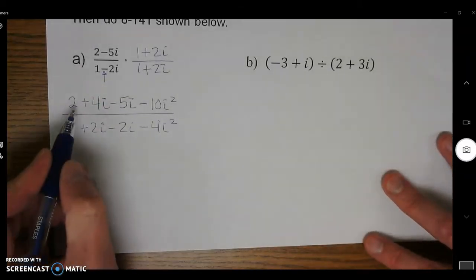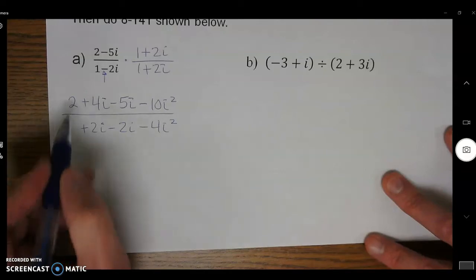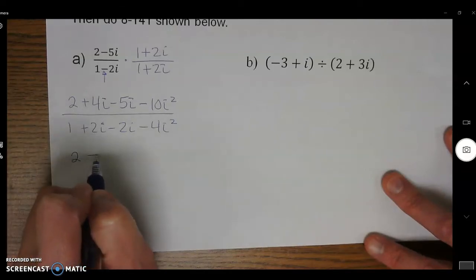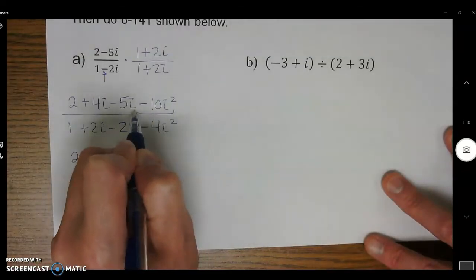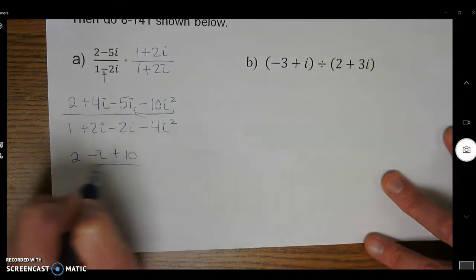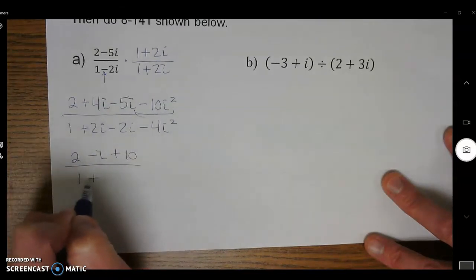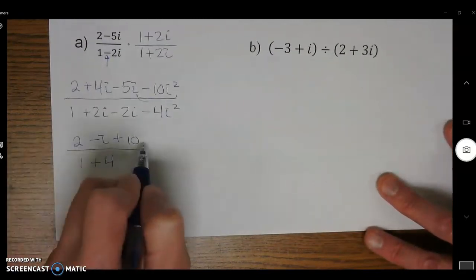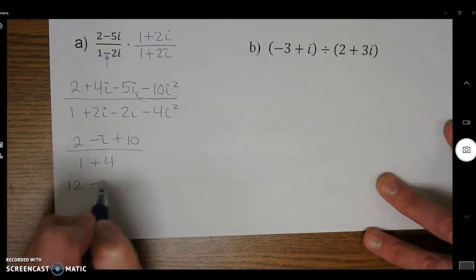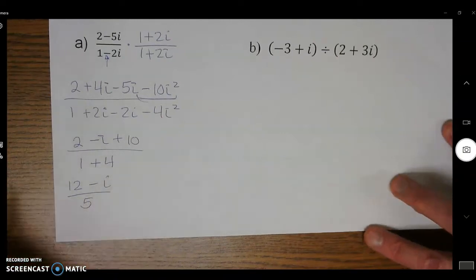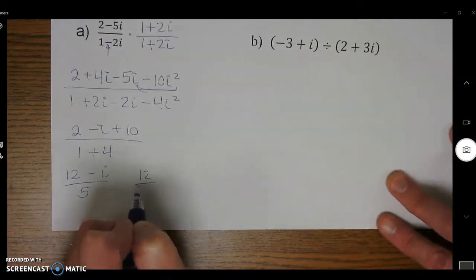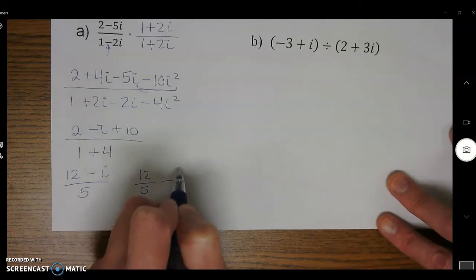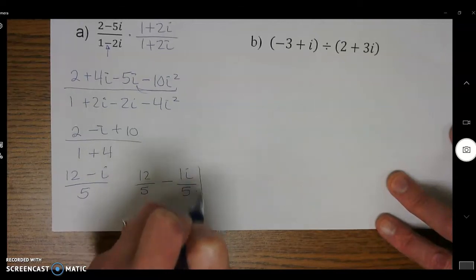Okay, cleaning things up. This will be 2 minus i, and then this little piece right here will be plus 10, all over 1 plus 4. Cleaning some more up, 2 plus 10 is 12, minus i, over 5, and I prefer it written as 12 over 5 minus 1 i over 5.